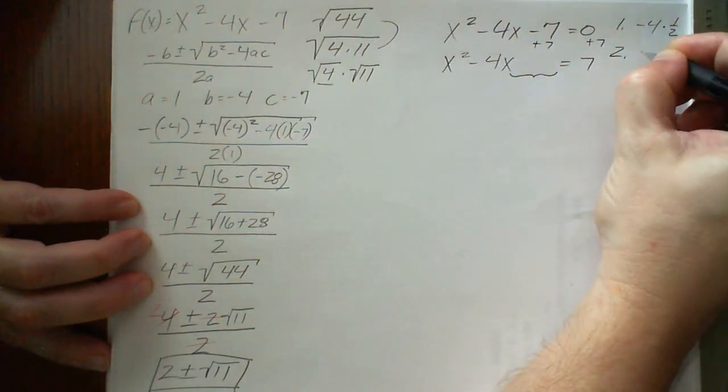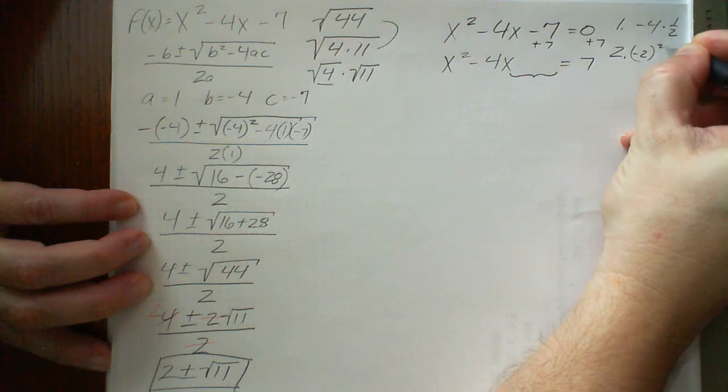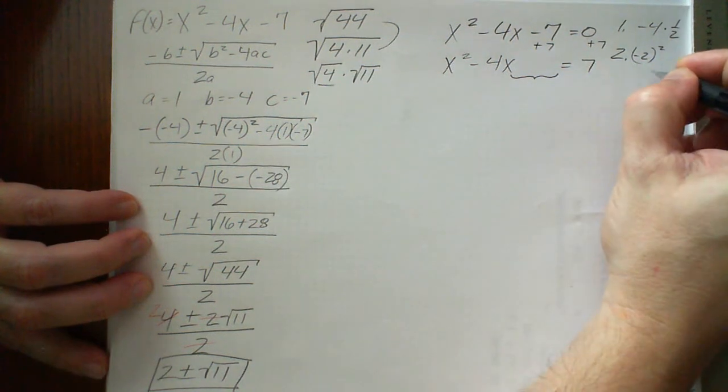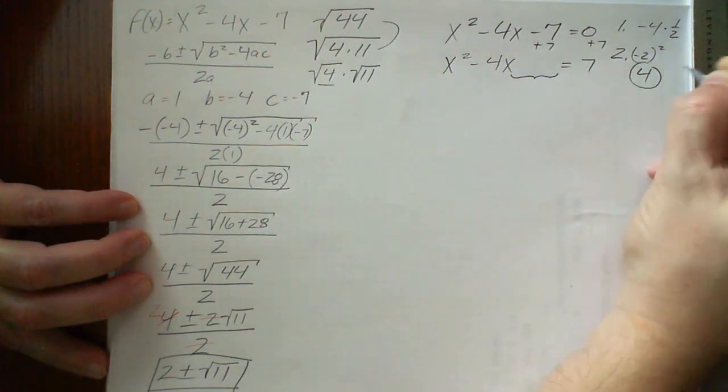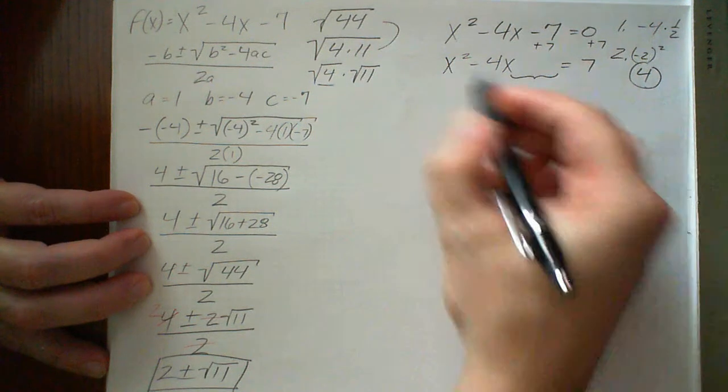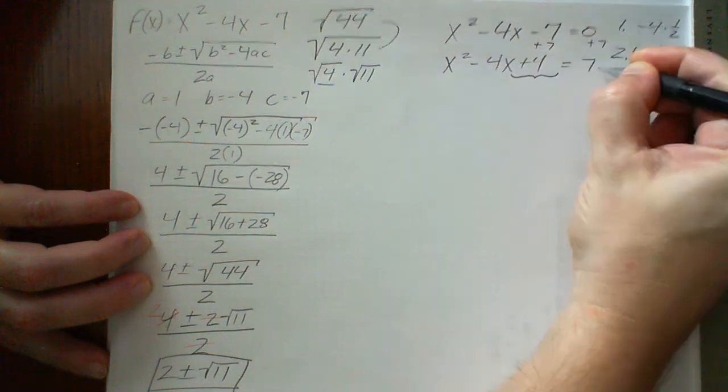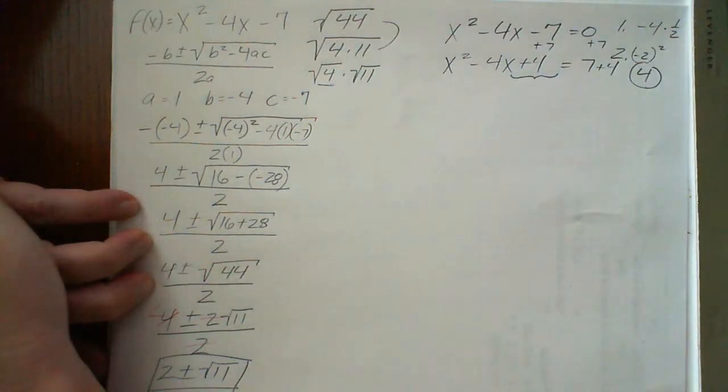What you're going to get is -2. I'm going to take that value and I'm going to square it. When I square -2, I get 4. So 4 is the value that I'm going to add to each side.